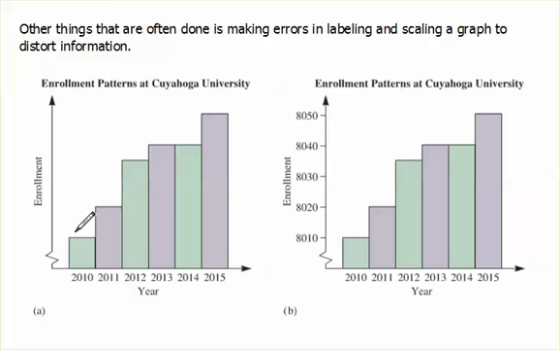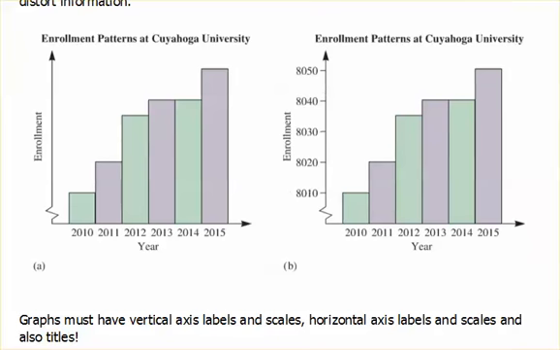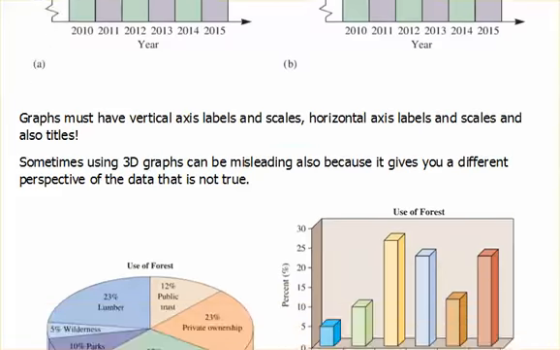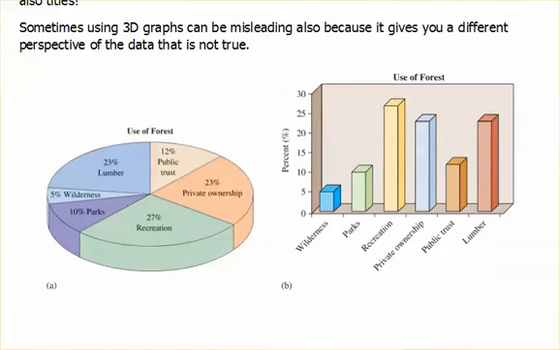All graphs must have a title no matter what. They must have a vertical axis label and scaling. This one does. It has a label here and then scaling here. It has to have a horizontal axis label and scaling. So it needs all of those things in order to be a good graph. And then of course you can mess with the scaling and make it look like things are different.